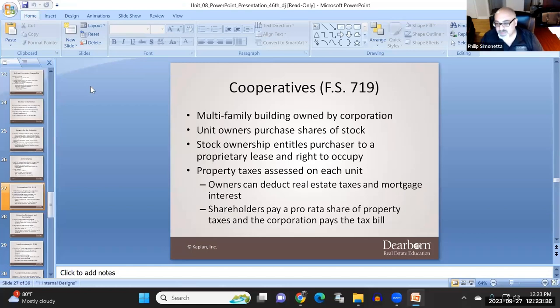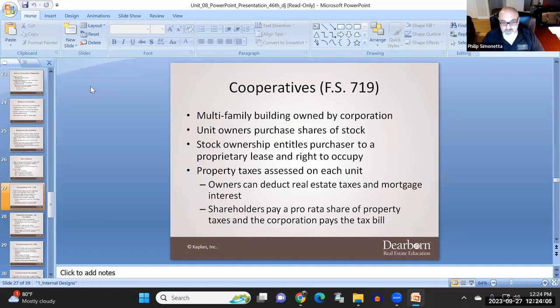Okay, so now we finished the joint tenancies. We're going to talk about cooperatives. Cooperatives have their own Florida statute, and you need to know these numbers. Florida statute 719 regulates cooperatives. So 719 is cooperatives.